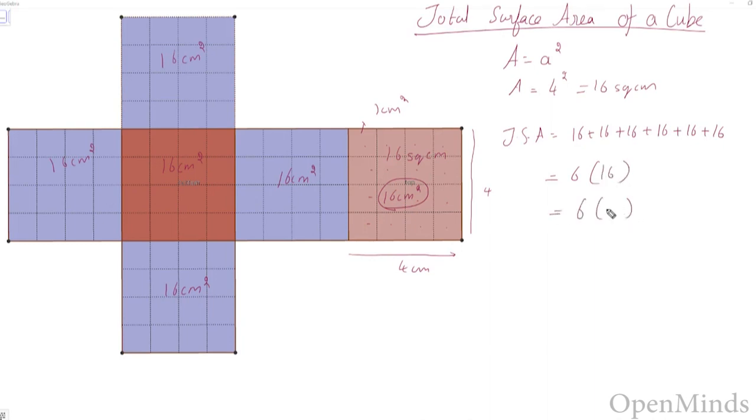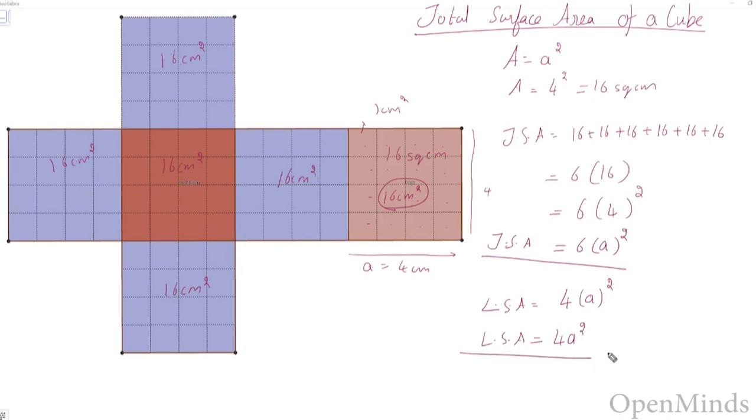16 can be written as 4 squared, and 4 is nothing but, let's say a, the length of the edge of the square. So we can write this as 6 times a squared, which becomes the total surface area of the cube. Now if I eliminate the top and the bottom, how many faces are left? 1, 2, 3, 4. So the lateral surface area, excluding the top and the bottom, is 4 times a squared. So 4a squared is the lateral surface area of the cube. So we got it, how to find the total surface area and the lateral surface area of the cube.